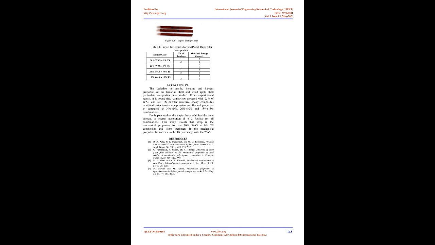6. Conclusions. The variation of tensile, bending and hardness properties of the tamarind shell and wood apple shell particulate composites was studied. From experimental results, it is found that composites prepared with 25% of WAS and 5% TS powder reinforced epoxy composites exhibited better tensile, compression and flexural properties as compared to 30% plus 0%, 20% plus 10% and 15% plus 15% combinations. For impact studies, all samples have exhibited the same amount of energy absorption, i.e. 2 joules, for all combinations.